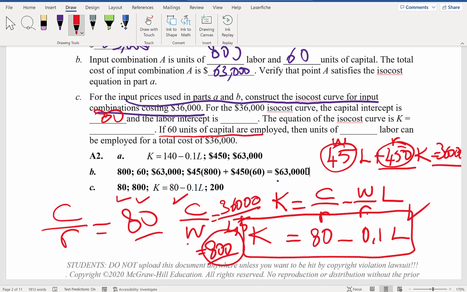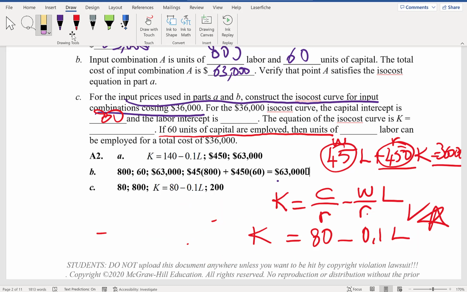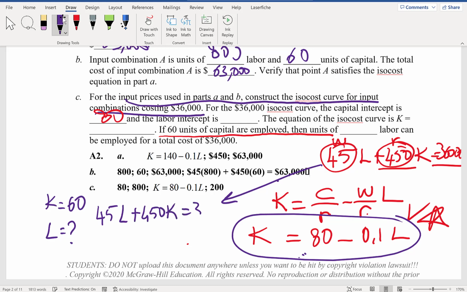And if 60 units of capital are employed, then what units of labor can be employed? Really easy. Let's open up some space. We're using this equation. Capital is 60. What is labor? Whenever you see capital, plug it in. I'm going to grab the initial equation, 45L plus 450K equals 36,000, and wherever you see K, plug in 60.